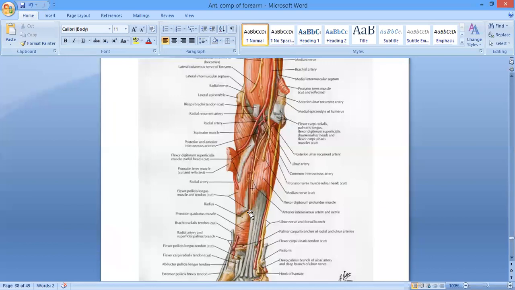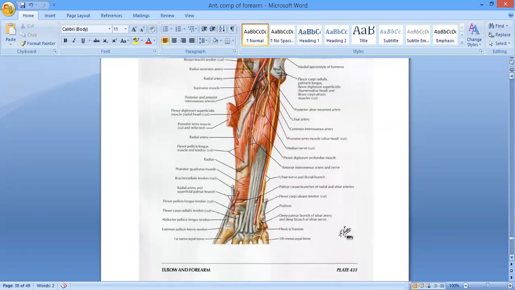So we have finished with the median nerve. Any problem in the median nerve? Okay, we'll talk about the ulnar nerve now. Ulnar nerve is a branch of what? It is a branch of the medial cord of the brachial plexus.